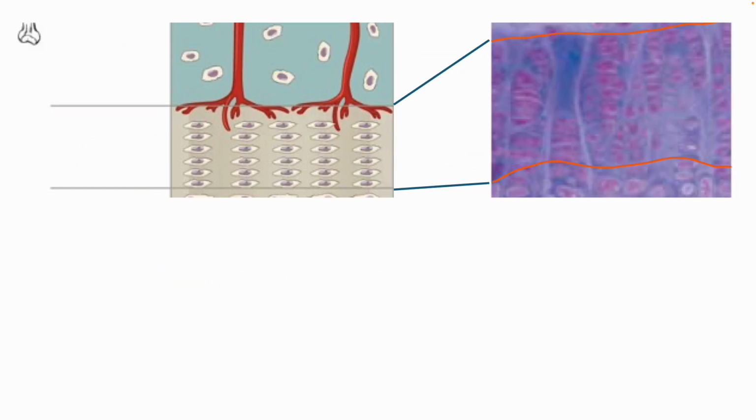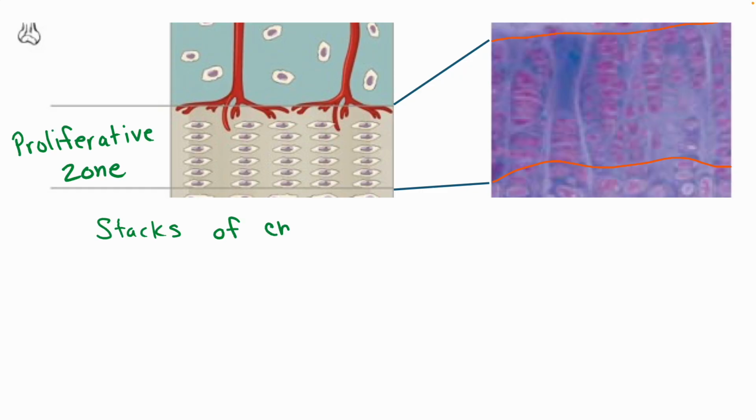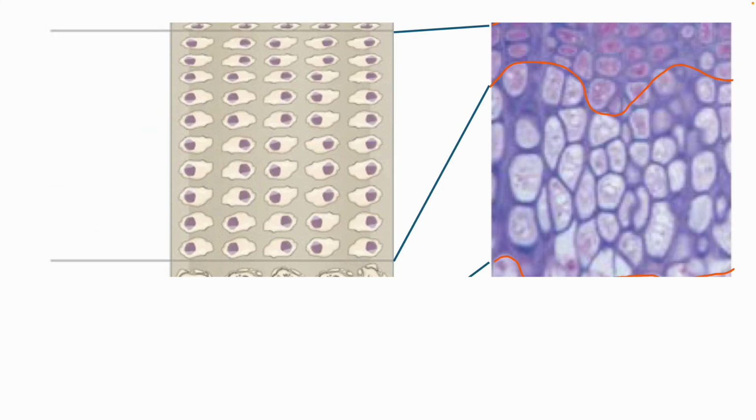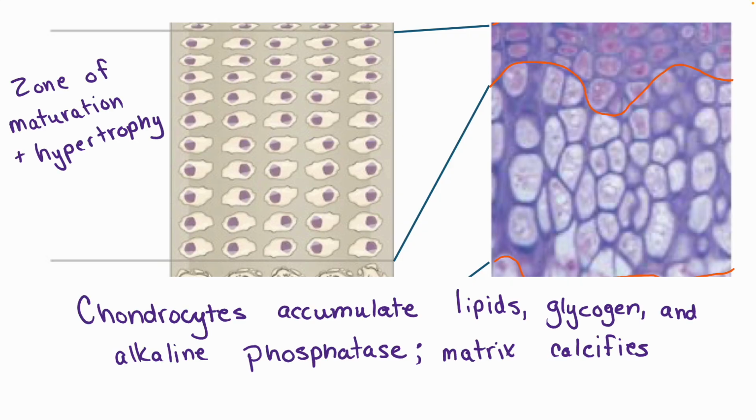You have a proliferative zone. This is going to consist of stacks of chondrocytes. New chondrocytes will be made here via mitosis. You have the zone of maturation and hypertrophy. So here the chondrocytes will accumulate lipids, glycogen, and alkaline phosphatase. And this is going to be the site where the matrix is starting to calcify.